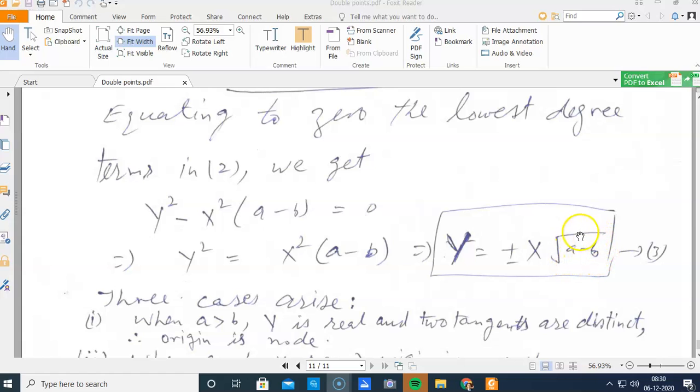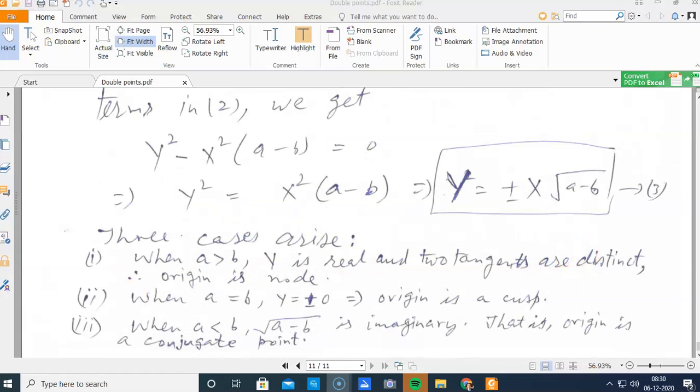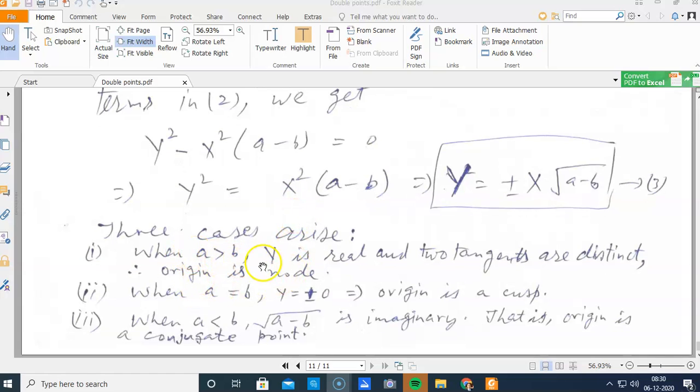The nature of y depends only on a and b. There will be three cases: a is greater than b, a is less than b, and a is equal to b. When a is greater than b, y is real and the two tangents are distinct, so the origin is a node. When a is equal to b, a minus b is 0, so it is plus minus 0, meaning two coincident tangents, and the origin is a cusp. When a is less than b, y is imaginary, and hence this will be a conjugate point.